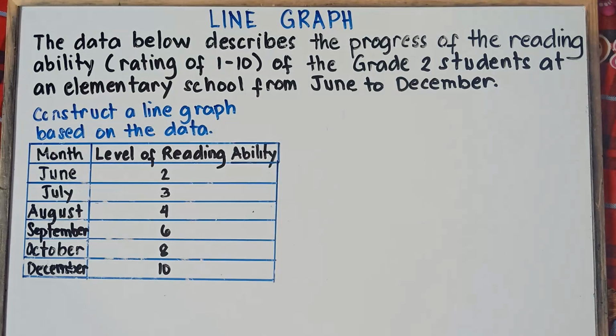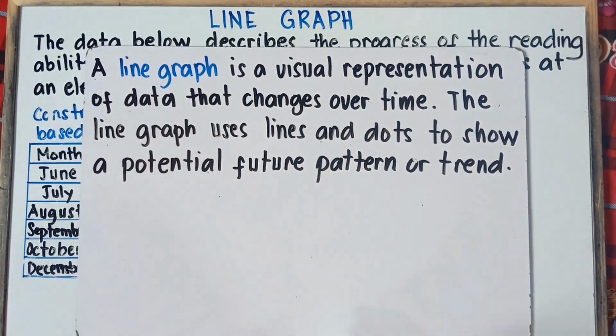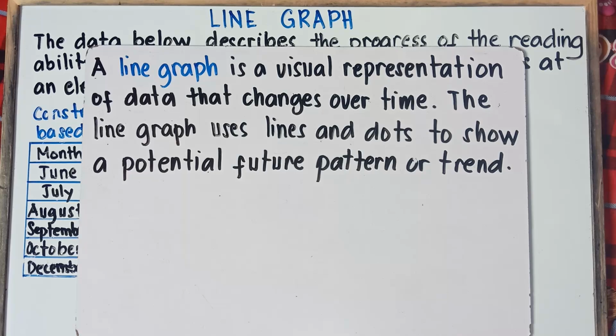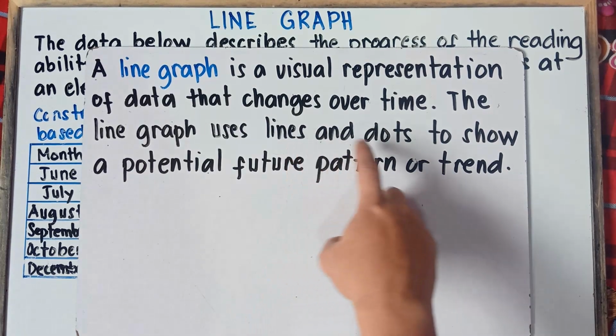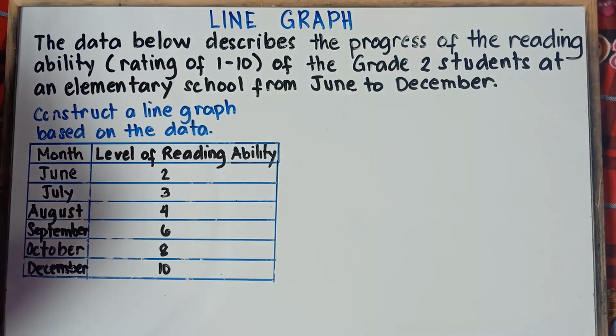Now before we answer this example, let's first define what a line graph is. A line graph is a visual representation of data that changes over time. The line graph uses lines and dots to show a potential future pattern or trend. So let's answer this example.